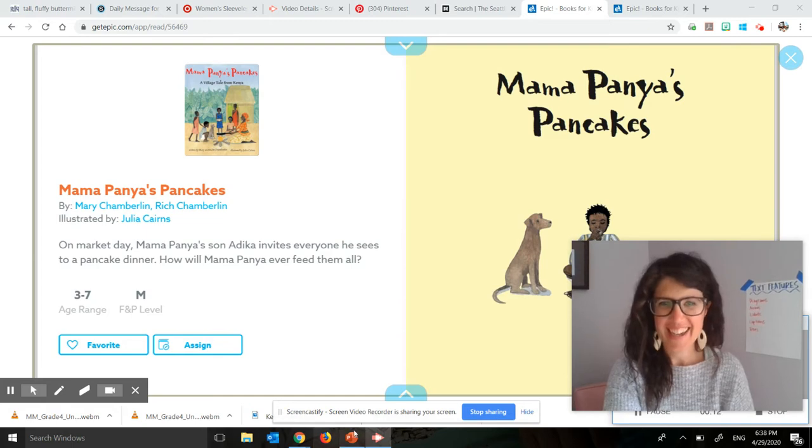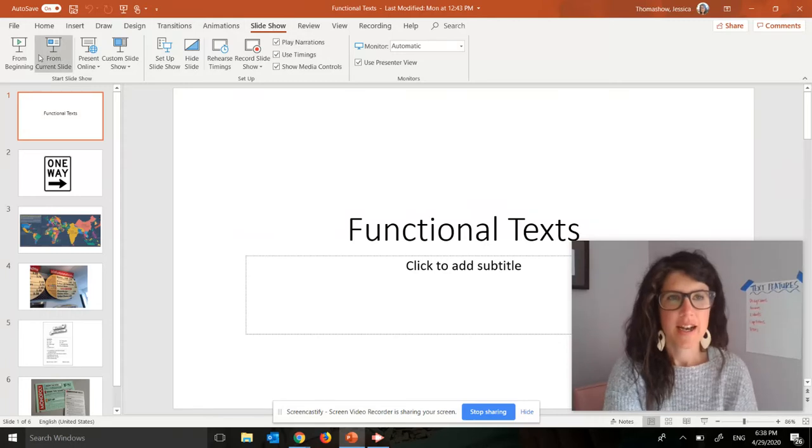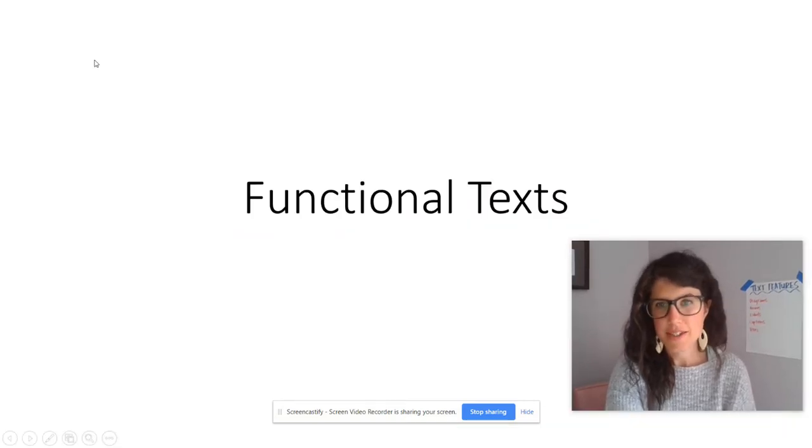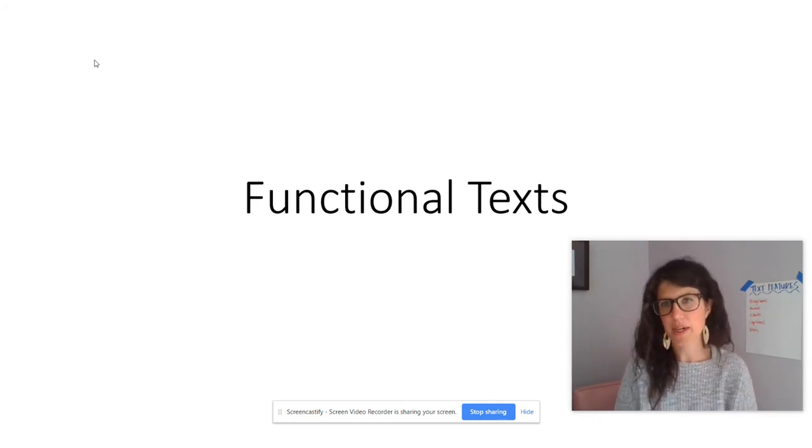On Tuesday, I shared a lesson with you about what functional texts are, and we looked through a few different slides. I'm going to go through those right now again, just really quickly. So remember that a functional text is a nonfiction text that helps people with everyday things, helps them know how to do things.